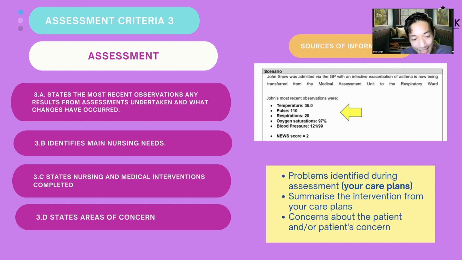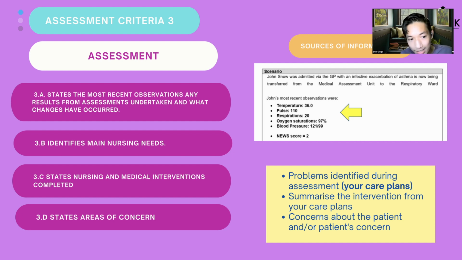Next is 3C. So in here, the examples would be, let's say, pain, shortness of breath, a risk of fall, or risk of infection, or infection. Those might be the possible things that you could tell the assessor when you reach this section.